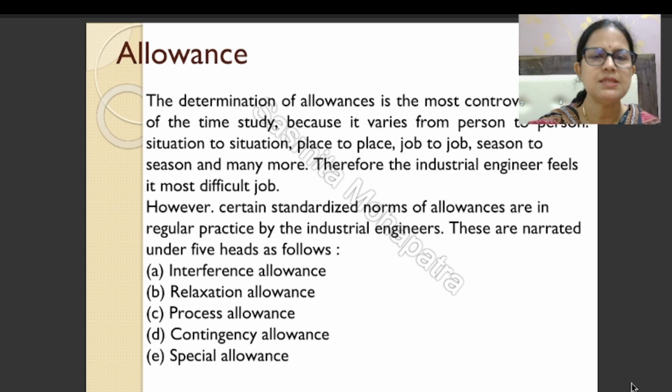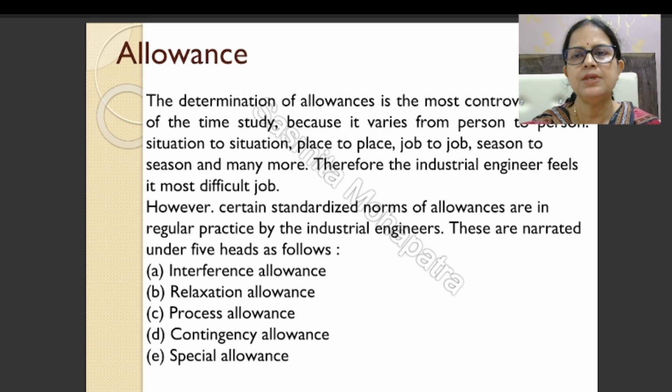Before that, we'll discuss what allowance is, because we have to use this allowance factor in calculating our standard time. So we need to discuss a little bit about what allowance is and why it is given. The additional time allowed to perform the work over and above the basic time is called the allowance.